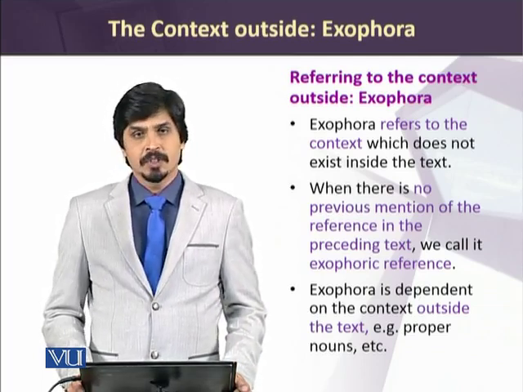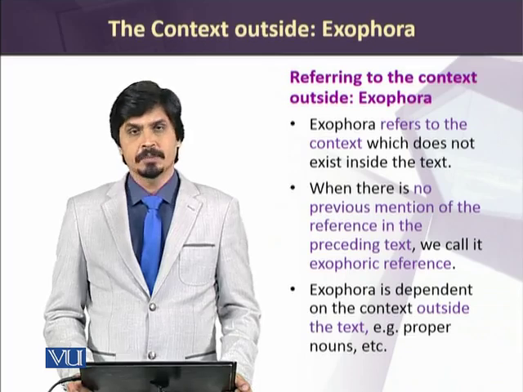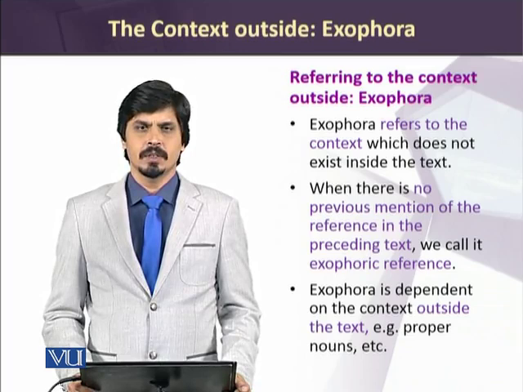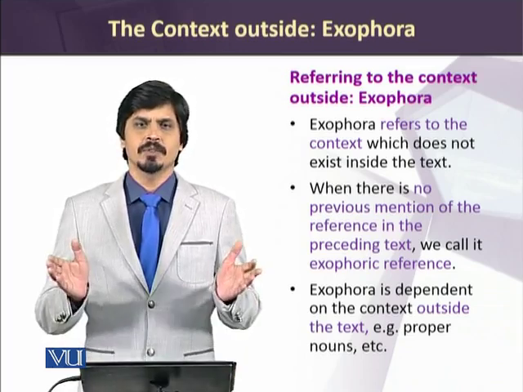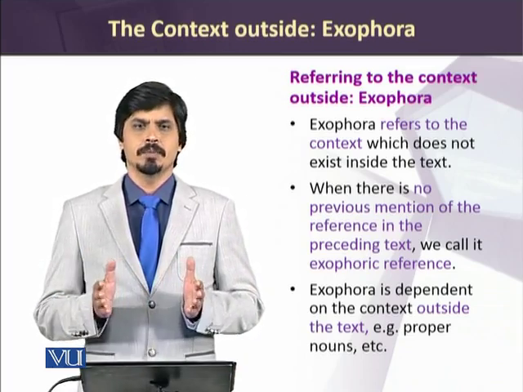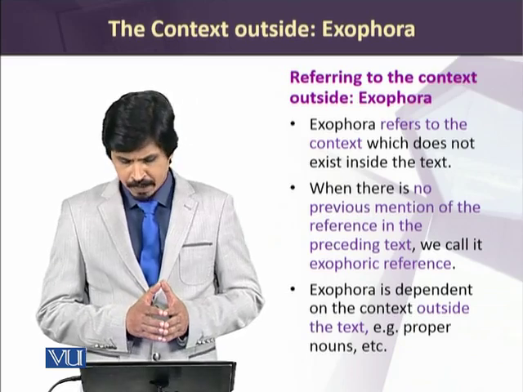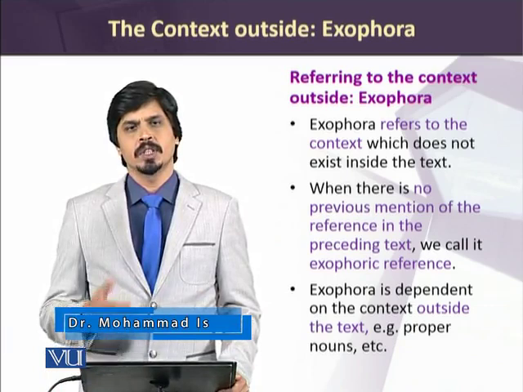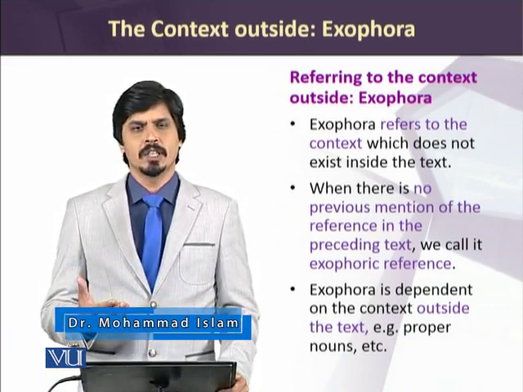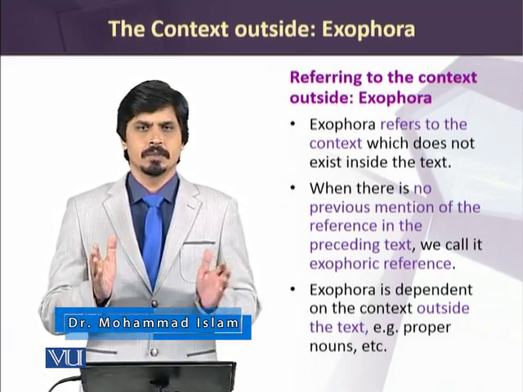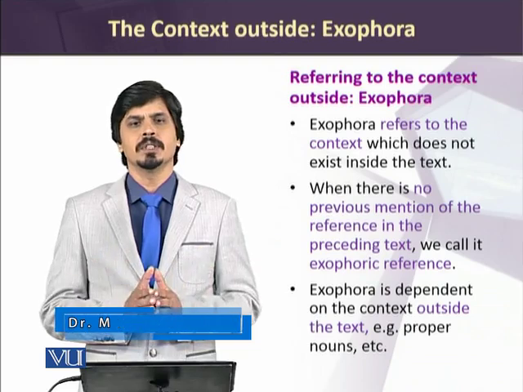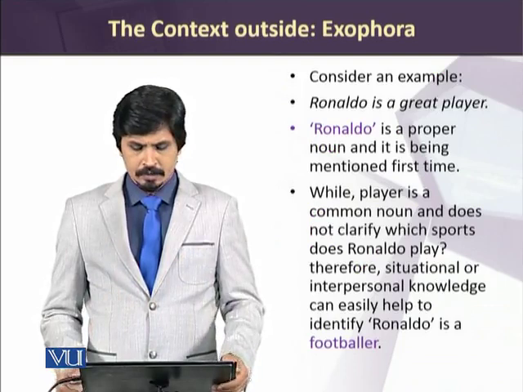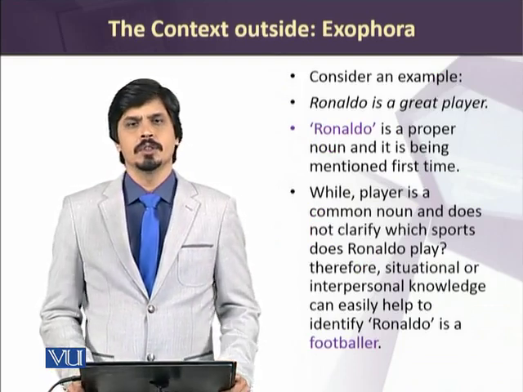When there is no previous mention of the reference in the preceding text, we call it exophoric reference. A typical example of such references may be proper nouns, because we need to go to the outside context in order to understand them, especially when we don't have a previous mention of them in a text. Let's have a look at this example. Ronaldo is a great player.